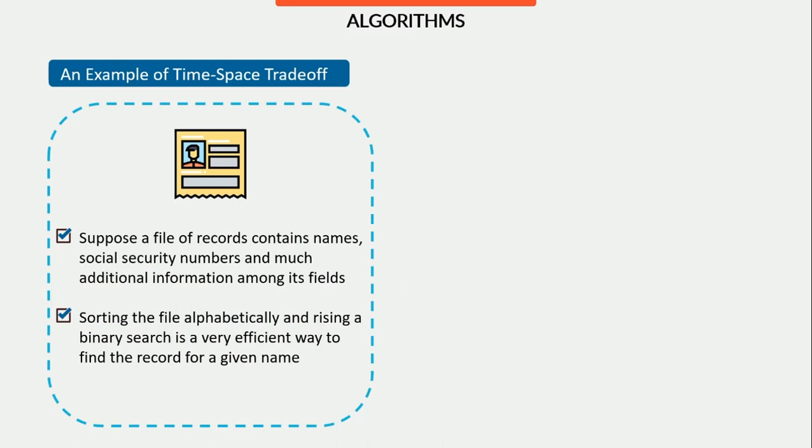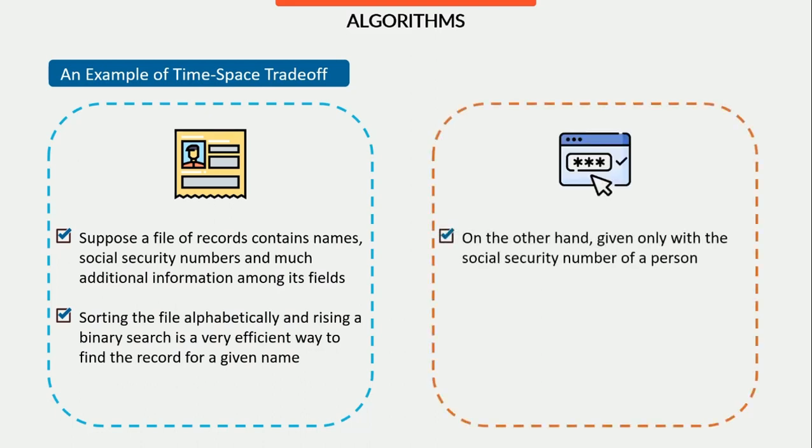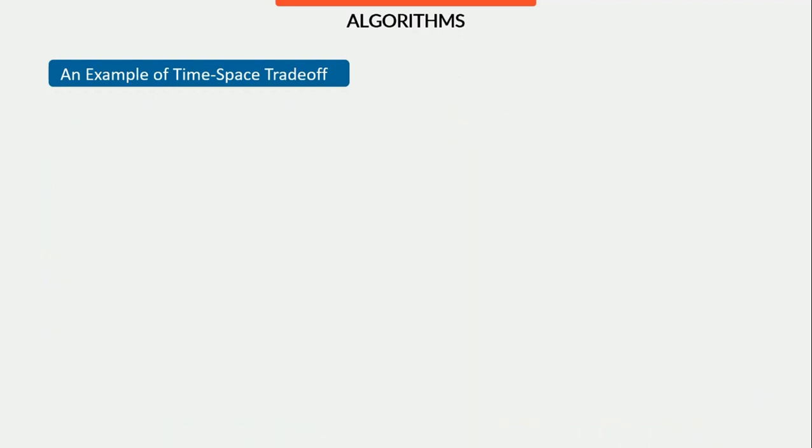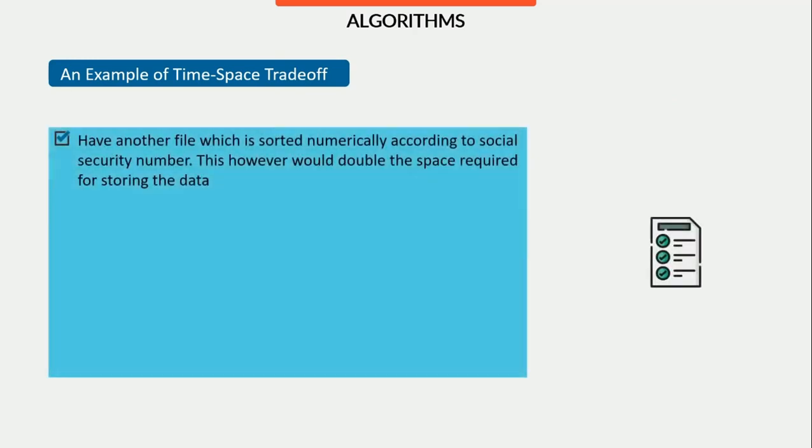Now, on the other hand, suppose we are given only the social security number of a person, then we have to do a linear search for the record, which is extremely time consuming for a very large number of records. So one way to solve that problem is to have another file, which is sorted numerically according to social security number. This, however, would double the space required for storing the data.